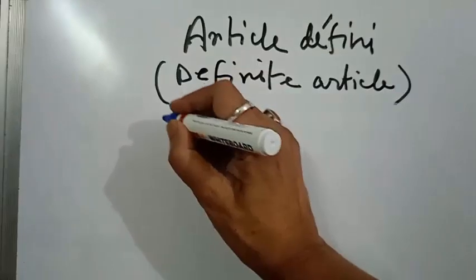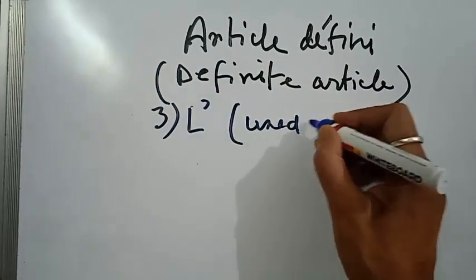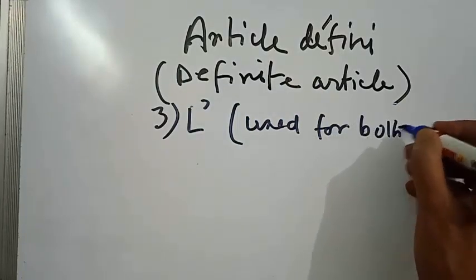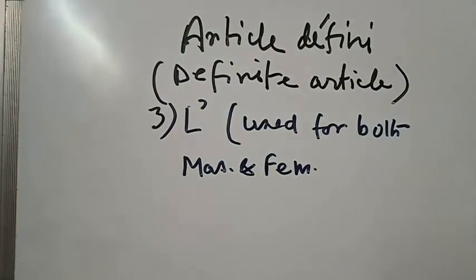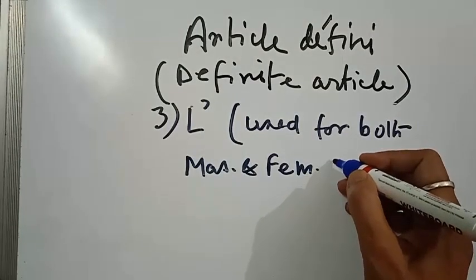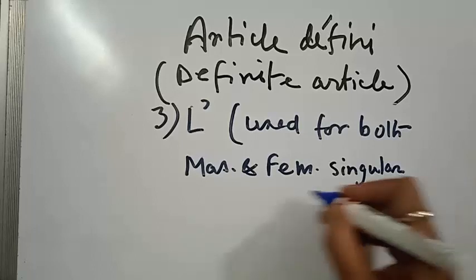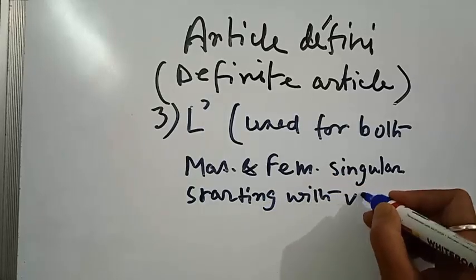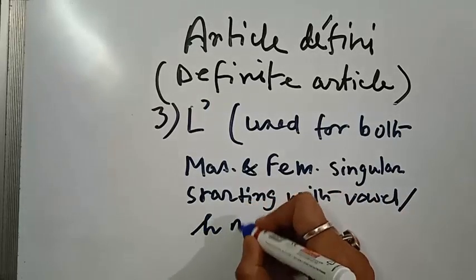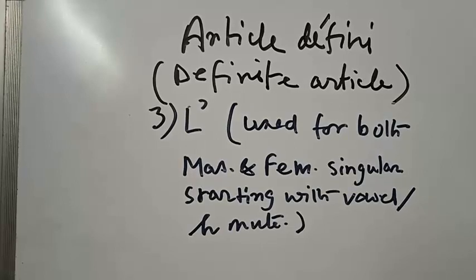Now number three is l apostrophe. L apostrophe is used for both masculine and feminine gender, singular number, starting with a vowel or h muet. This is the rule. L apostrophe is used for both masculine and feminine gender, singular number, and for words starting with a vowel or h muet.